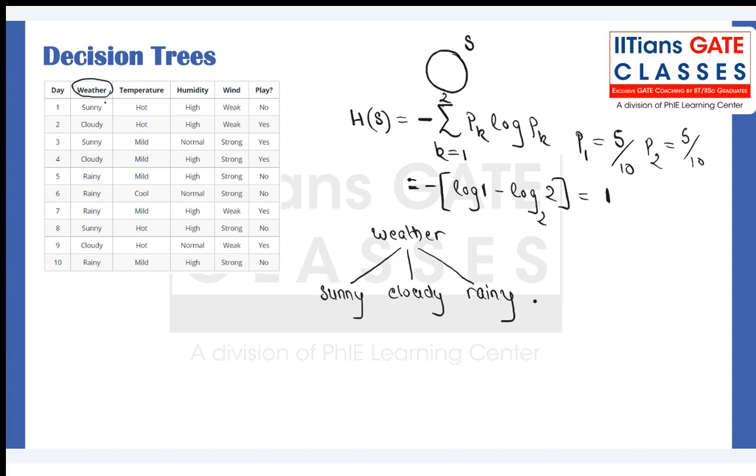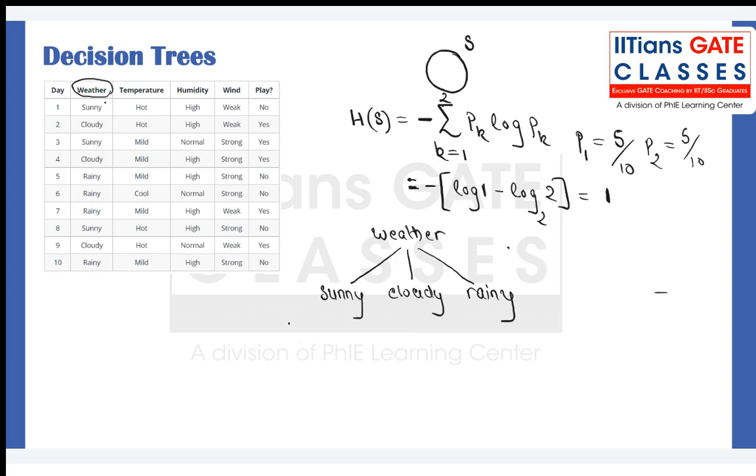And if I want to calculate the entropy of this data set S given the weather, I will have to calculate the entropy H of S given it is sunny plus entropy H of S given it is cloudy. Okay. Let me actually do this. So let's calculate the entropy of each of these sets. H of S given it is sunny, H of S given it is cloudy, H of S given it is rainy.